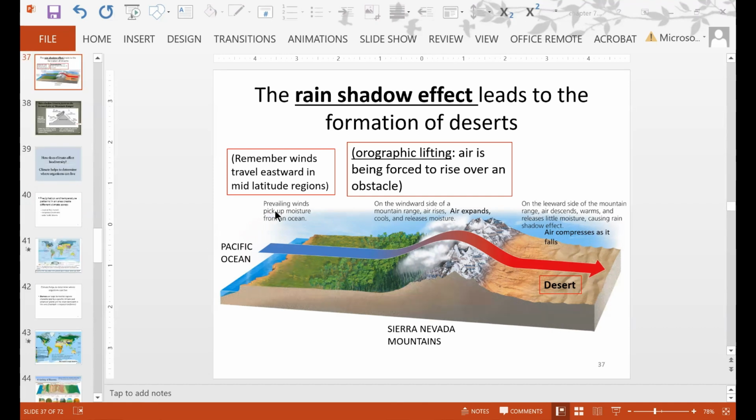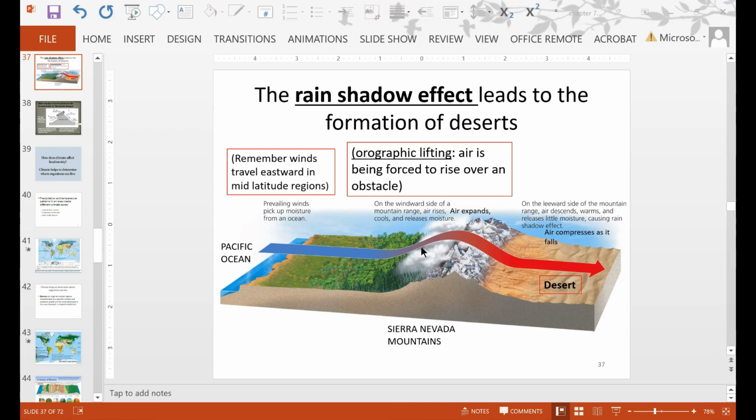So we can start out by looking on the left side of this diagram. And we could remember that winds travel eastward in the mid-latitude regions. Those are your westerly winds. So prevailing winds are picking up moisture from, let's say, the Pacific Ocean on the west coast of the United States. And then this moist air is moving in the westerly wind belt.